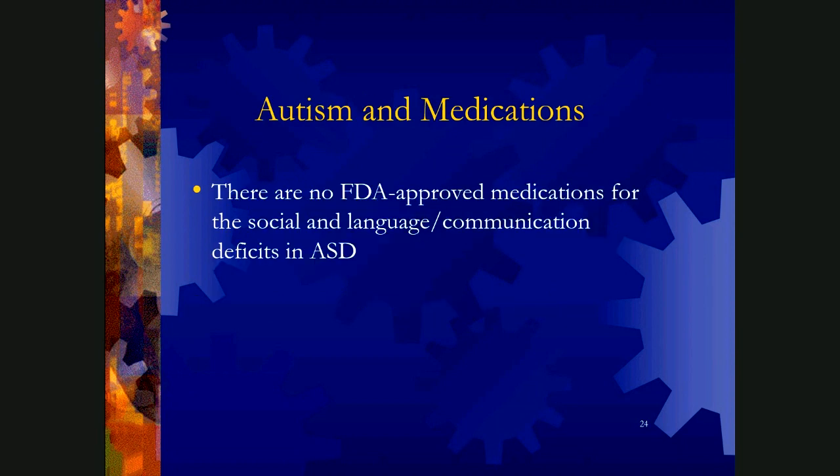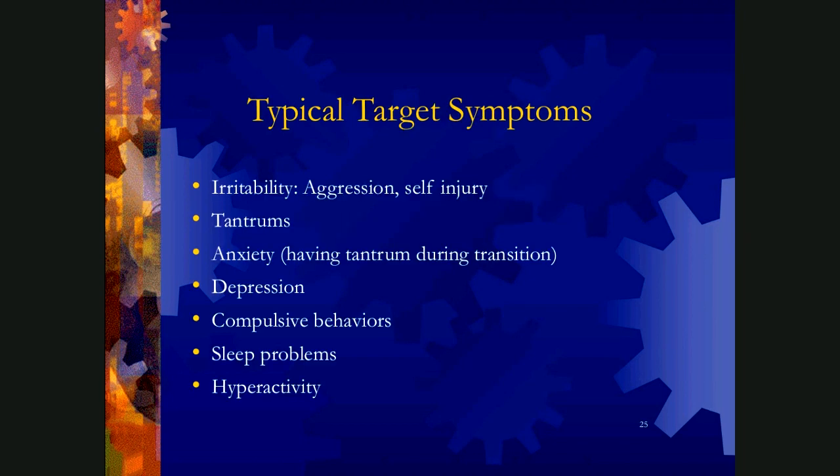And there are no FDA-approved medications for the social and language communication deficits in ASD and the core symptoms, but that just means that the trials have not been done. So we need more trials, we need more studies. So the typical target symptoms that we target with medications, I mentioned earlier, I repeated a little bit here just so we could remember them.